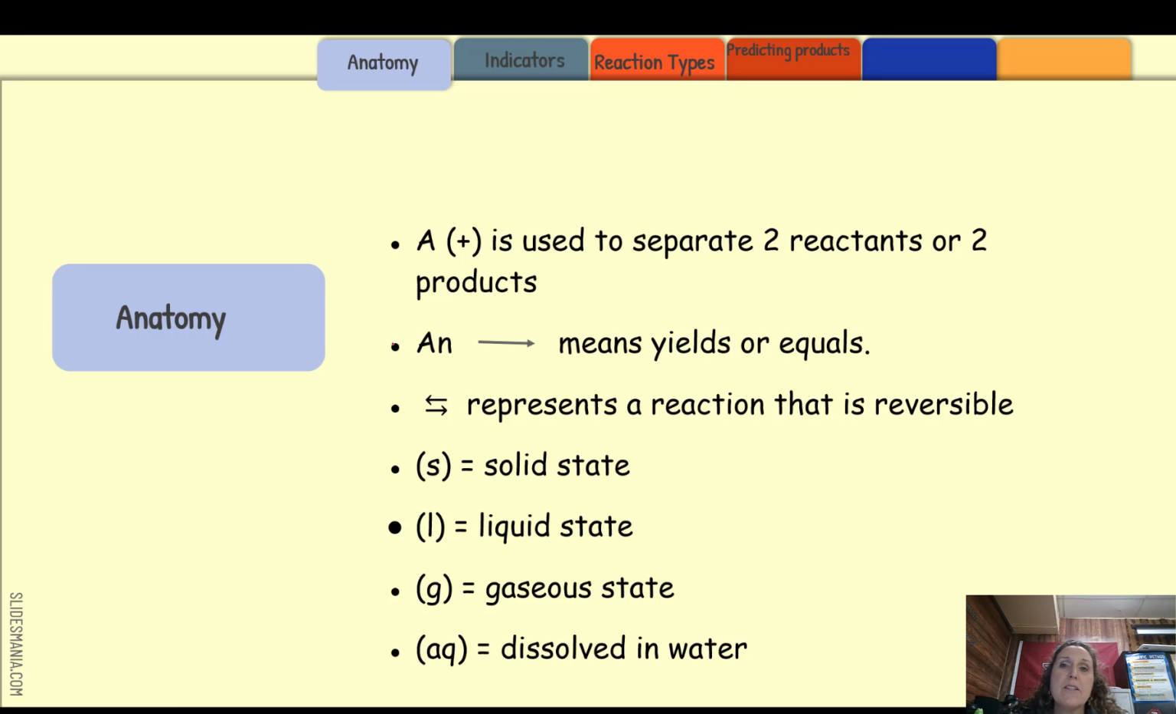All right, a plus is used to separate the reactants or products. An arrow is a yield, and if you have arrows that go in both directions, this represents a reaction that can go either way, that the products can become the reactants and the reactants can become the products. It's like reversible. S is solid state, L is liquid state, G is gaseous state, and AQ is aqueous, or dissolved in water.